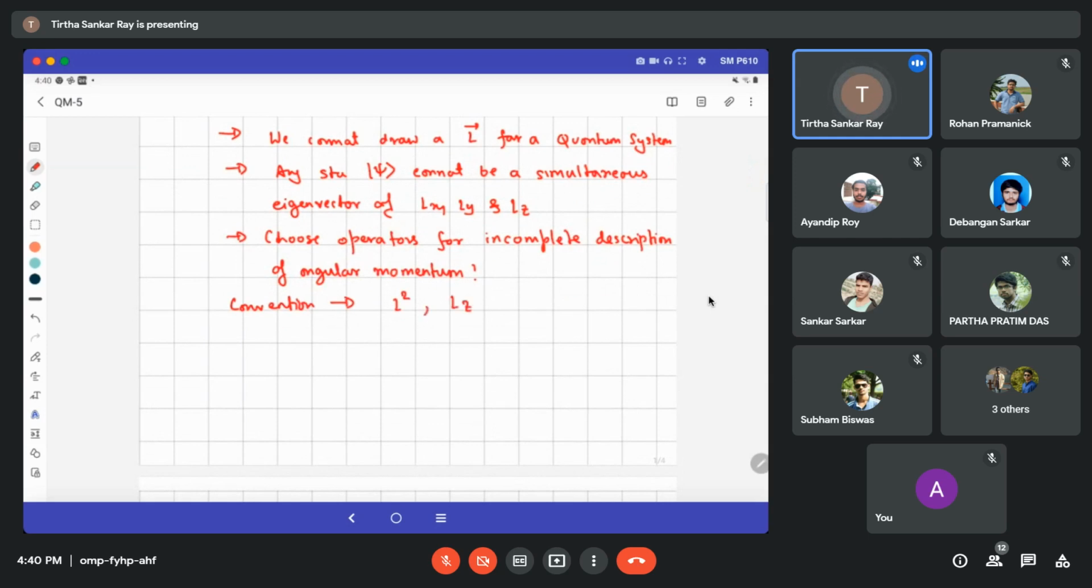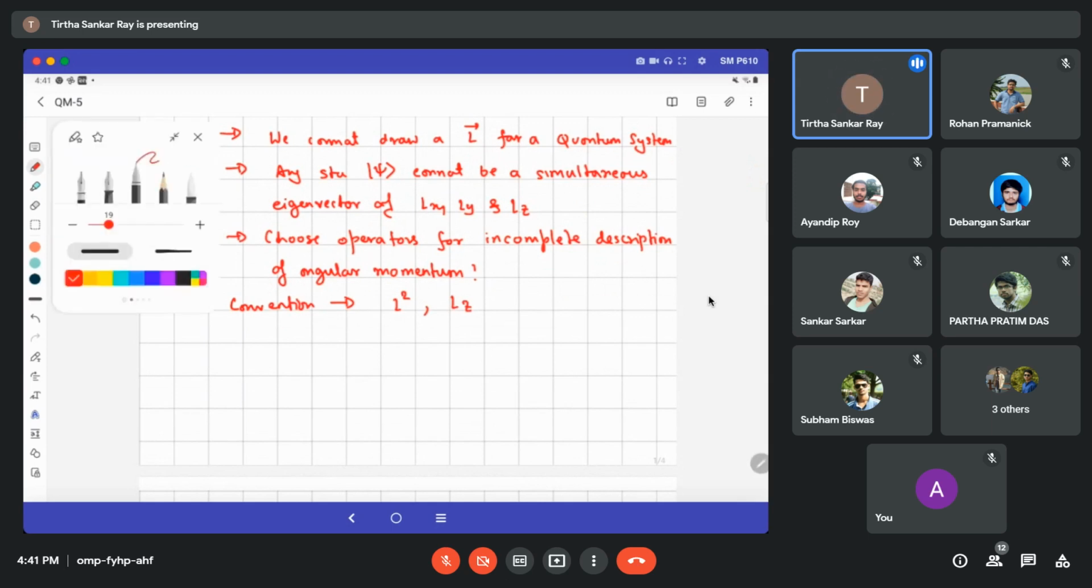So typically, if I give you a quantum system, the maximum information about its angular momentum that you can have is that you can know its L square, total angular momentum, and any one component, and the convention is to choose Lz. Okay, this is the maximum that you can do.